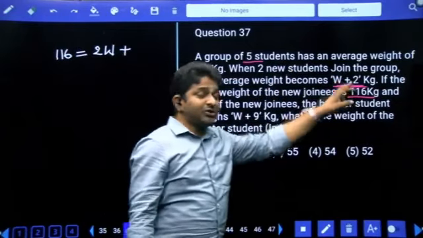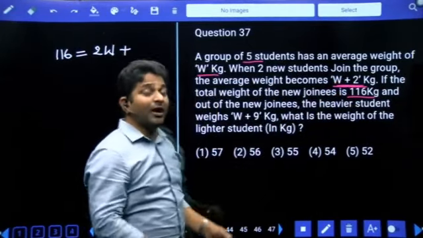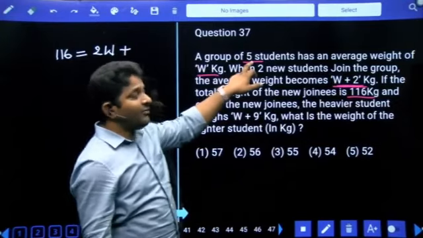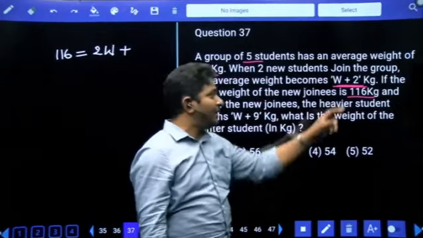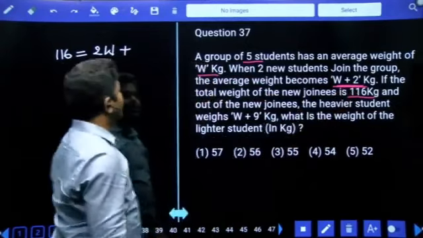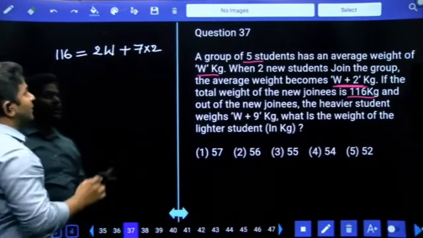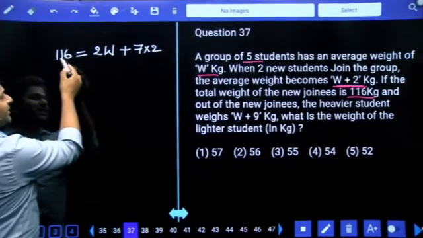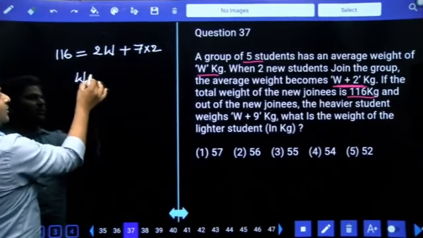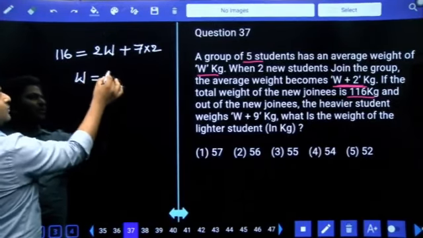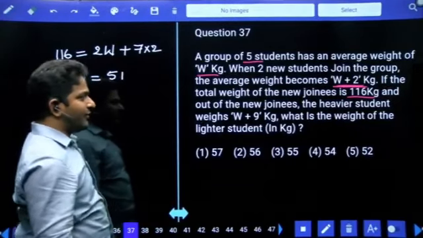Average increased by how much? 2 kgs. Average increased by 2 kgs for how many people? Already we have 5 people and 2 more people are joining now. For total 7 people, average increased by 2. So total increases by 7 into 2. If 14 comes to the left hand side, that becomes 102. If 2 into W is 102, W is equal to 102 by 2, which is equal to 51. W is equal to 51.